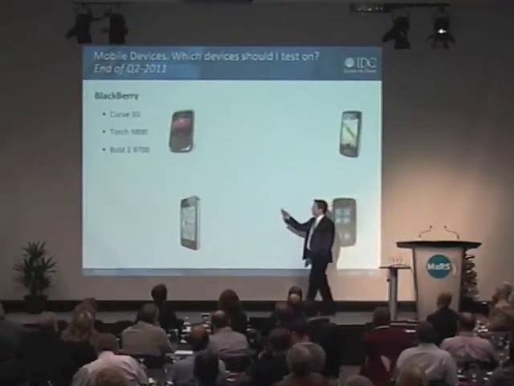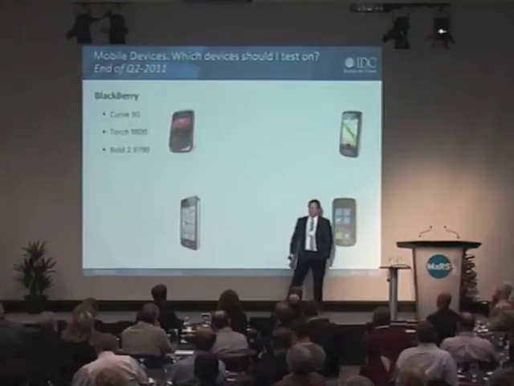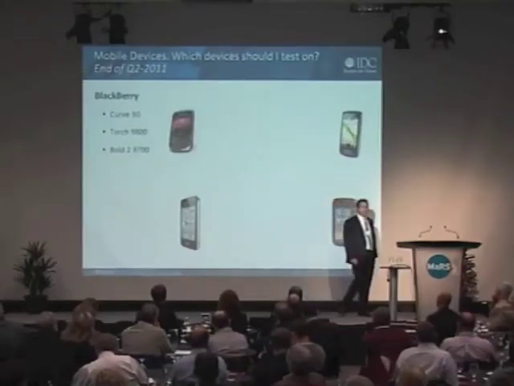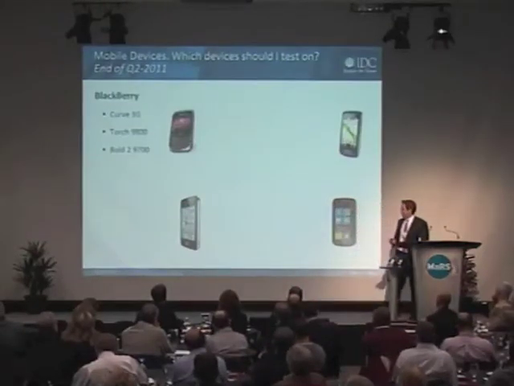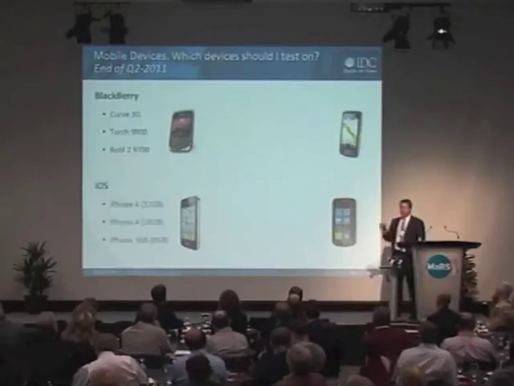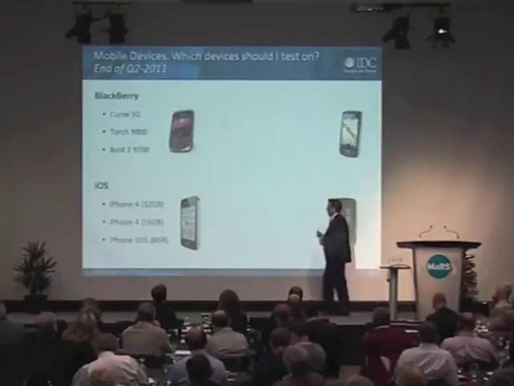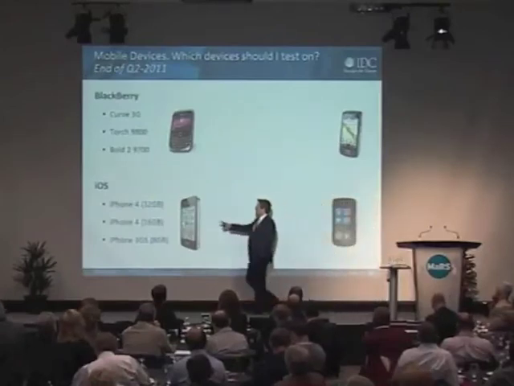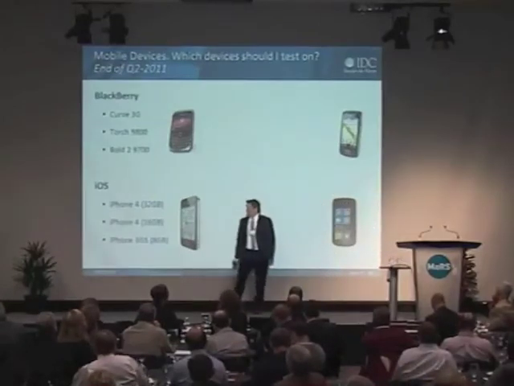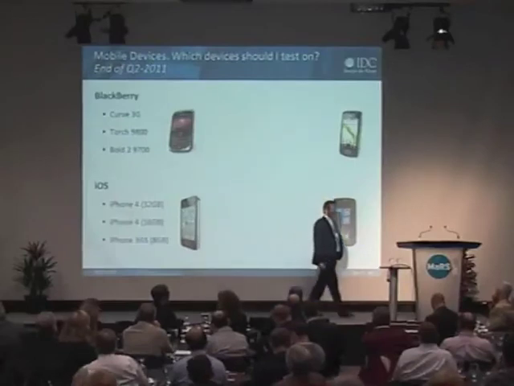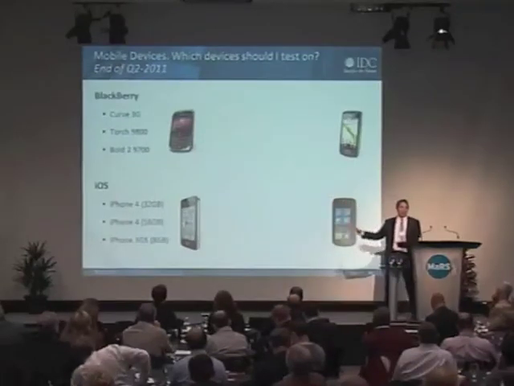And these are also, by the way, the second, third, and fourth most commonly used handsets in Canada on the BlackBerry side. If you're focused on iOS, the top three handsets installed in Canada today are iPhone 4, the 32 gig version, 16 gig version, and then we still have a number of iPhone 3GSs. Now this is going to the end of Q2.